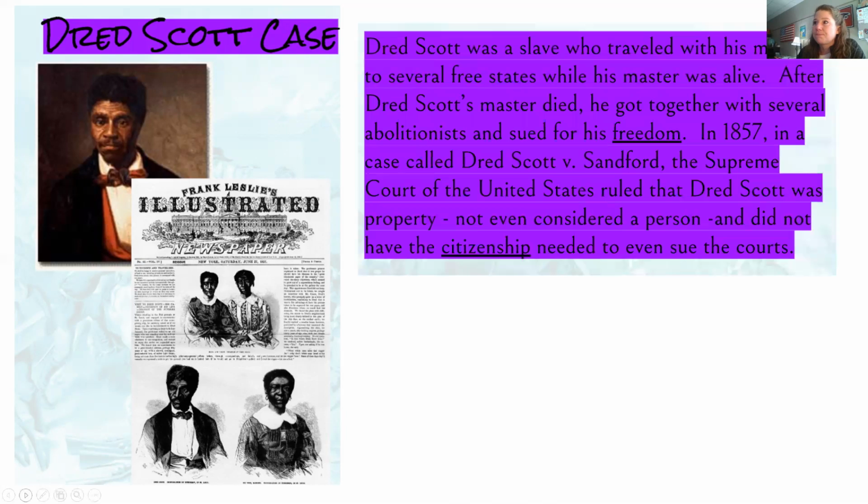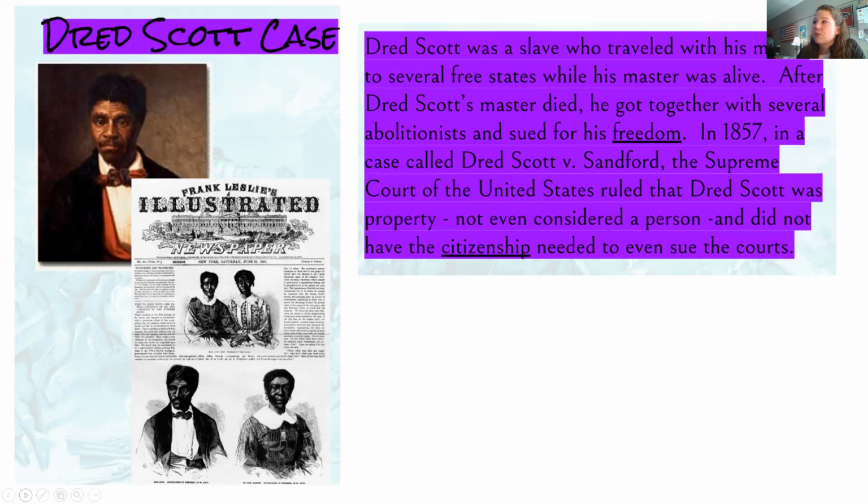Well, when they were back in Missouri, the master actually died. And Dred Scott and other abolitionists got together and they said, actually, you lived in free states for quite a while, and so you deserve your freedom. It's not your fault that you guys moved back to Missouri. You lived in free states. You should be a freed man. And so he decided to sue for his freedom.